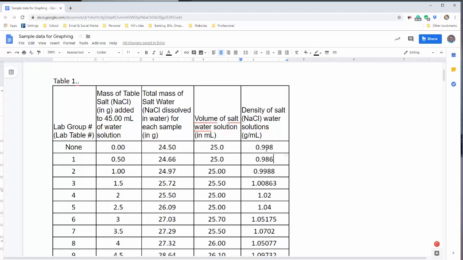Okay, so this is the density that I gave you. All right, here they're putting too many digits.